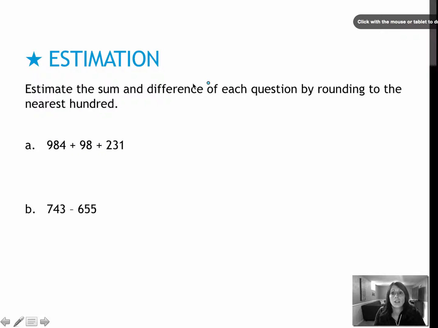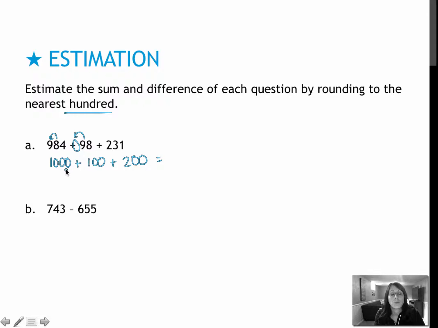The first question, again, we're rounding to the nearest 100 on both of these questions. So 984, 8 would round the 9 up to 10. That would give me 1,000. 98, rounded to the nearest 100, I would be looking at a 0. The 9 would tell me to round the 0 up to 100. And 231 rounds to 200. I'm going to add 1,000 plus 100 plus 200 to get 1,300, and that's my answer.